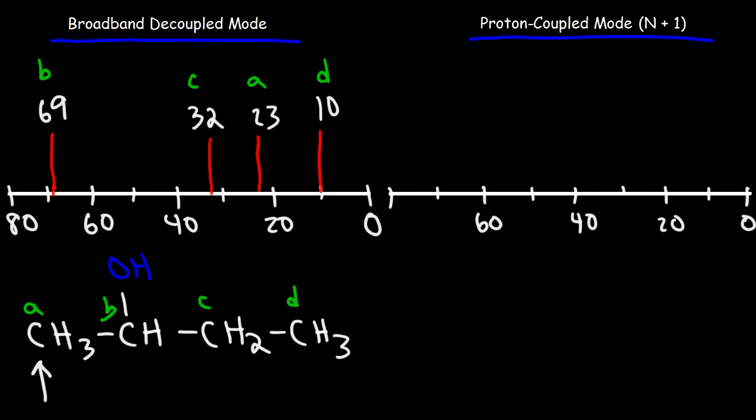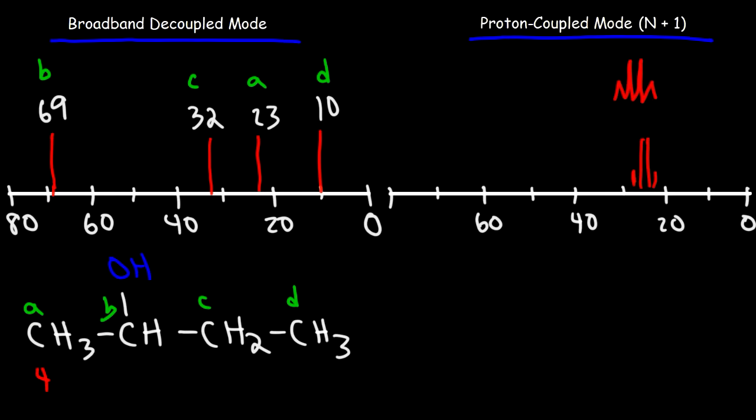So what is the splitting pattern that we see here for carbon A? Will carbon A show up as a singlet, doublet, triplet, or quartet? Now carbon A has 3 protons, and so using the n+1 rule, 3 plus 1 is 4. So therefore carbon A will appear as a quartet. So carbon A is at 23, and so let's draw a quartet in this region. Now keep in mind, you could draw it like this if you want to.